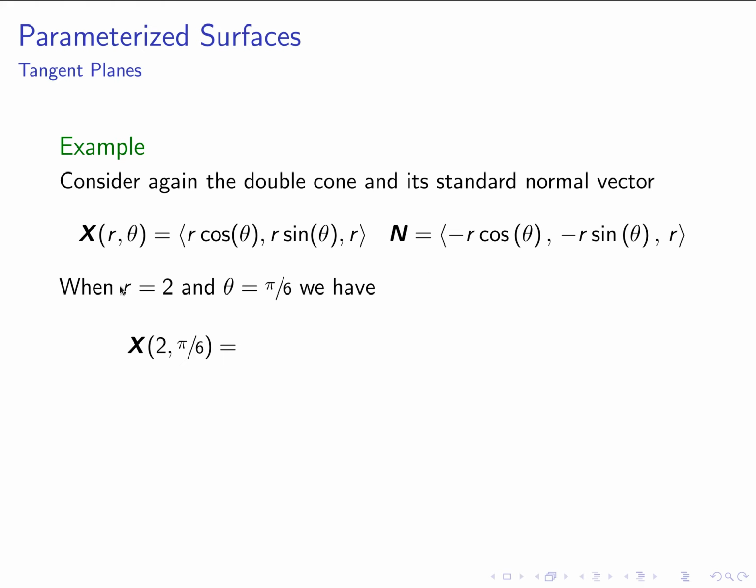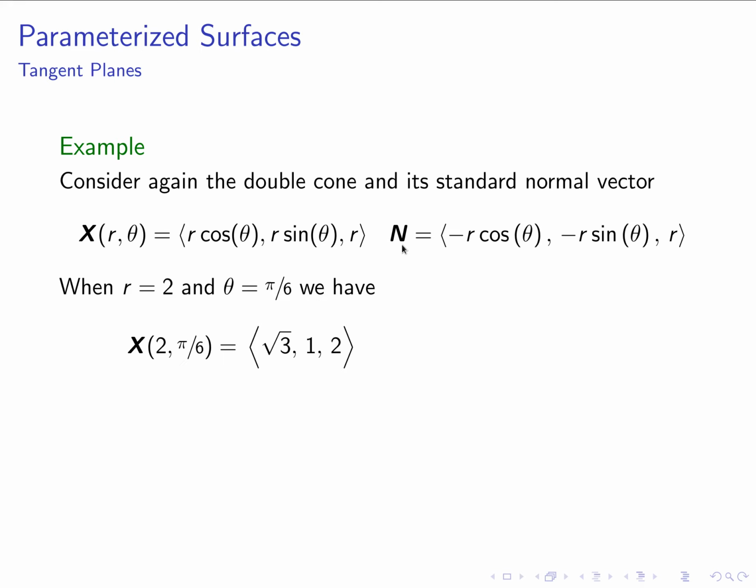Well, let's say that we set r equal to 2 and theta equal to pi over 6. So this will give us a particular point on the double cone. The particular point is obtained by plugging in r equals 2 and theta equals pi over 6 into the parametrization of the surface. What do we get when we do this? Well, we get 2 times cosine of pi over 6, which is the square root of 3. Then we get 2 times sine of pi over 6, which is equal to 1. And then we get 2 as the third coordinate. So we're studying the point root 3, 1, 2 on this double cone.